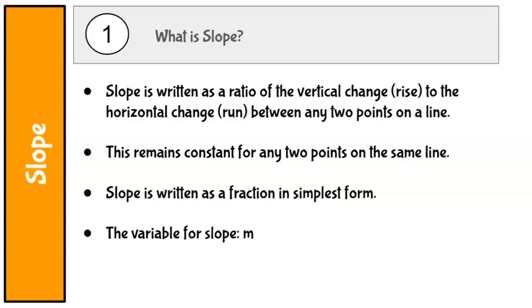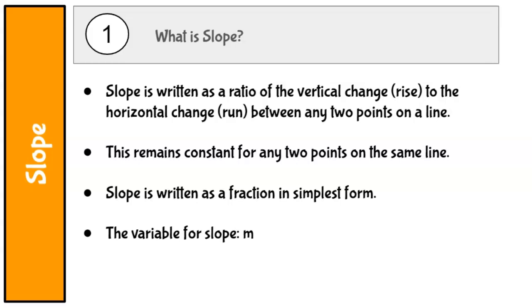So what is slope? Continued. Slope is written as the ratio, remember ratio should signal in your brain fractions, of the vertical change, which is the rise, to the horizontal change between any 2 points on a line. How things are changing vertically over how things are changing horizontally between any 2 points on a line. We'll talk more about this. I'll show you what it means here in just a second.